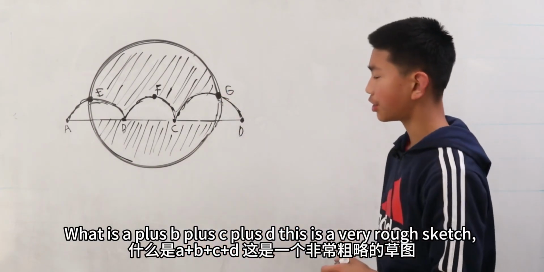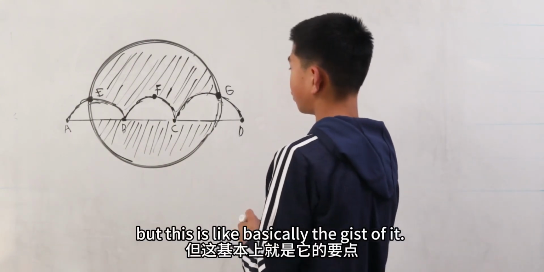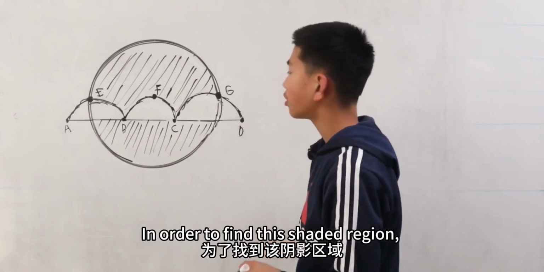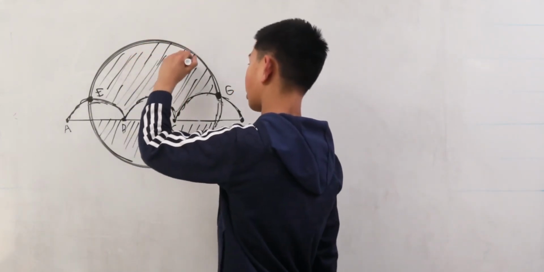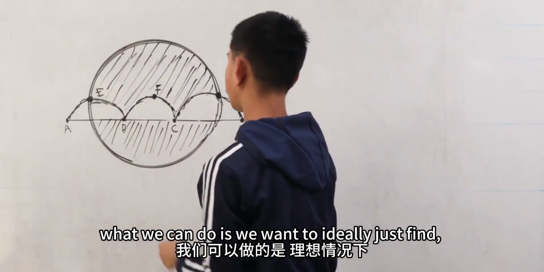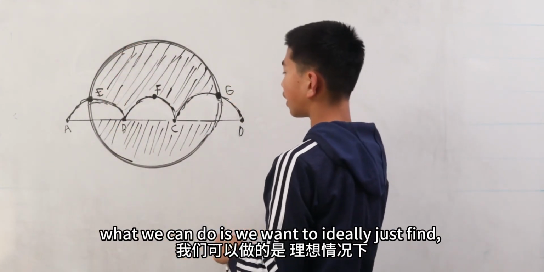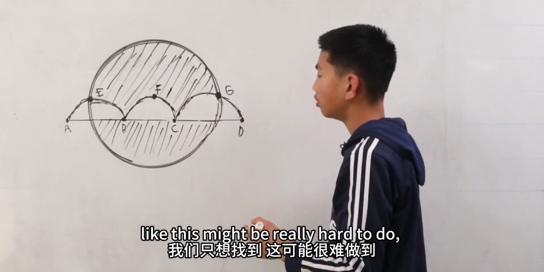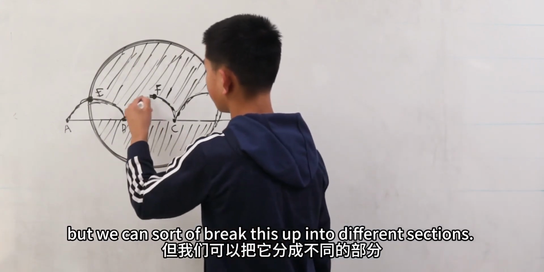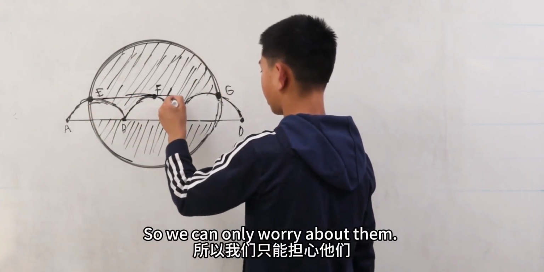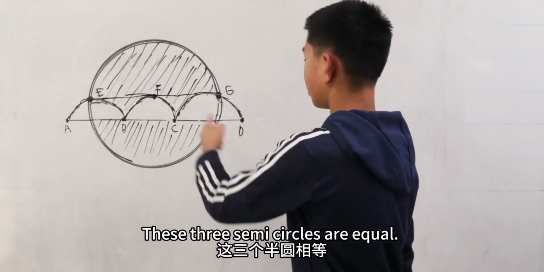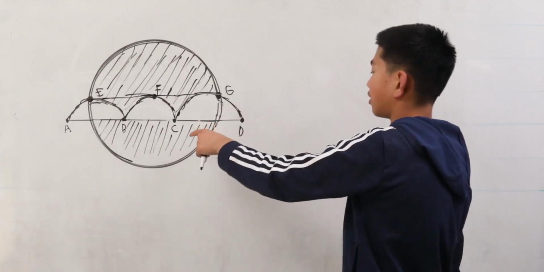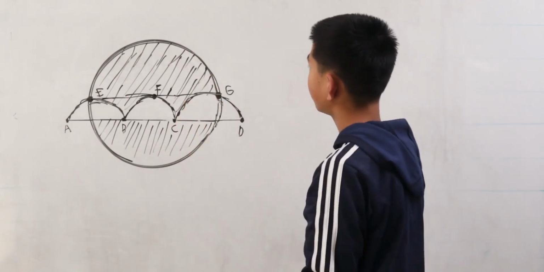This is a very rough sketch, but this is basically the gist of it. This big circle has a radius of 2. So, in order to find this shaded region, this might be really hard to do directly, but we can break it up into different sections so we only have to worry about them one at a time. The three semicircles are equal, but the main thing we notice is that when you draw this line, it breaks the circle in half like this.